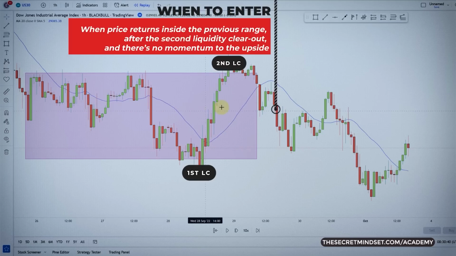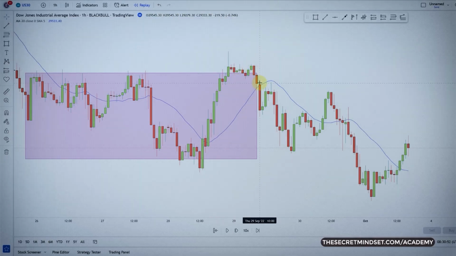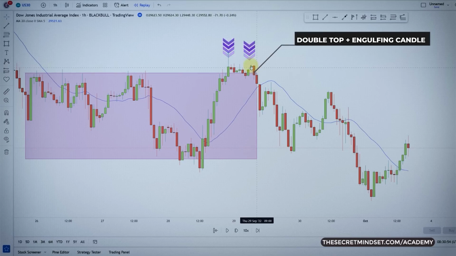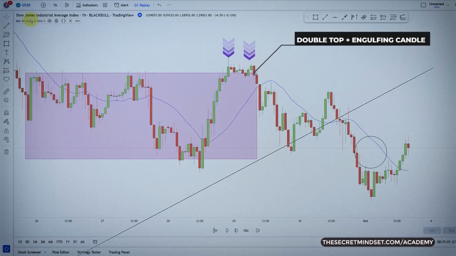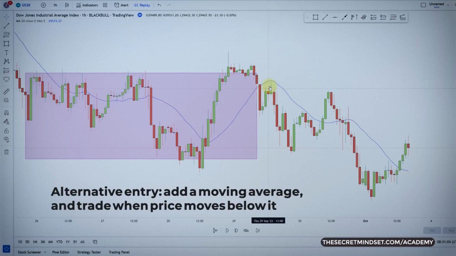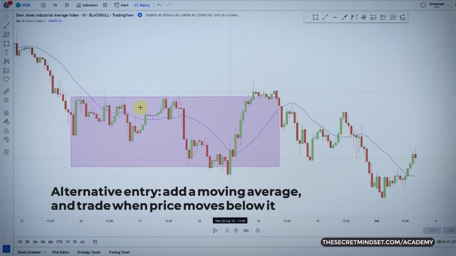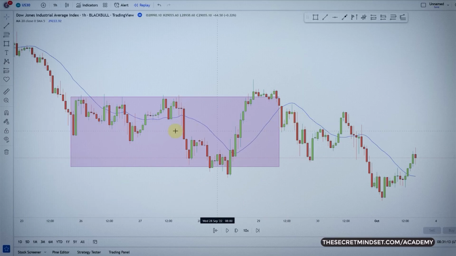When price returns inside the previous range after the second liquidity clear-out and there's no momentum to the upside, you have to find some sort of signal to enter. In this case, I see a double top and a bearish engulfing candle, offering several clues that the downtrend might resume. You could also add a 20 simple moving average and trade when price moves below it. There are many methods to enter. You just have to choose the one you feel most comfortable with.